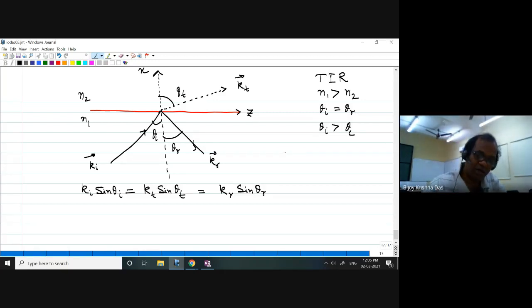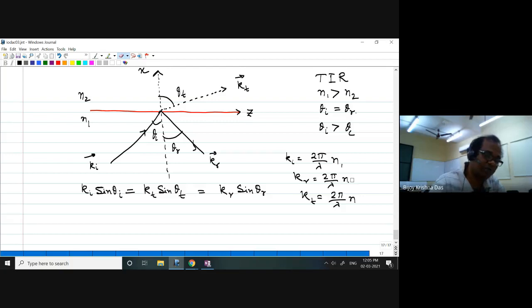Here Ki means 2 pi by lambda n1, Kr equal to 2 pi by lambda, sorry, whenever I am writing Kr, that should be in the first medium, so that should be n1, and Kt should be 2 pi by lambda n2. Is this acceptable? Is this okay?